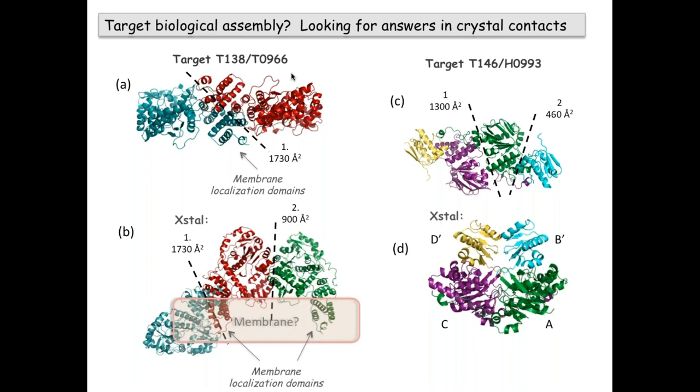One example, on the left-hand side, is a complex in the crystal where the membrane localization domains are actually interacting with each other in the crystal. That's in A. When you go to B, it's another set of contacts from the crystal structure that have been identified by the assessor, and it's a different interface, and it positions the membrane localization domains in a parallel orientation, which seems to be kind of fitting into a membrane.